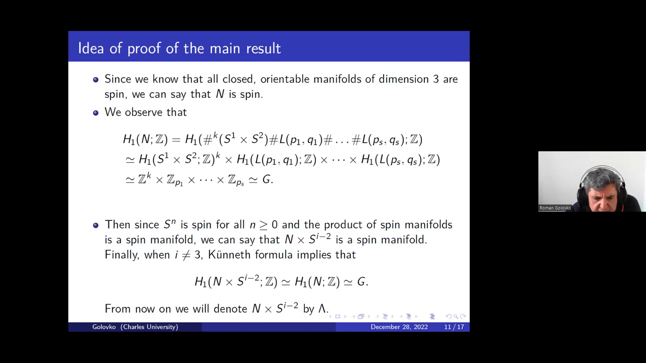In this case, of dimension n plus one, with the property that H1 of this manifold M times S to the n minus two is isomorphic to G. Okay, so far we just constructed some abstract manifold with the property that H1 is isomorphic to G and this manifold is spin.